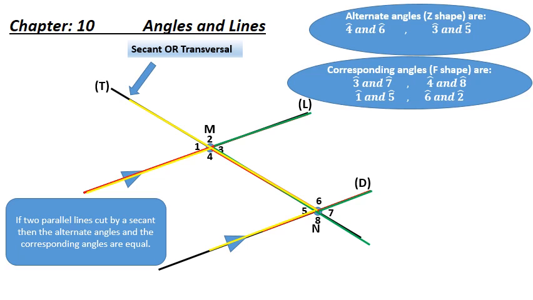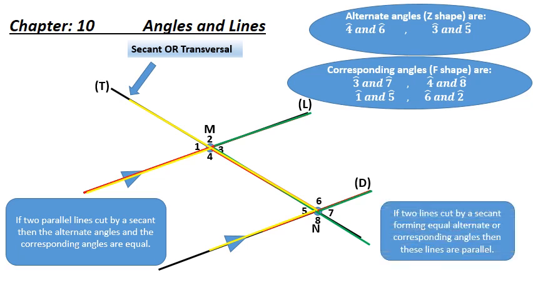Now let's see the converse of this. How can we prove that two lines are parallel? If two lines, such as L and P, are cut by a secant line, such as T, forming equal alternate or corresponding angles, then these lines are parallel. So if we have two lines cut by a secant line and we have two alternate angles of the same measure or two corresponding angles of the same measure, then these lines are parallel.